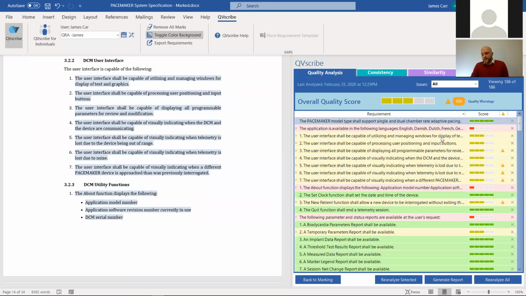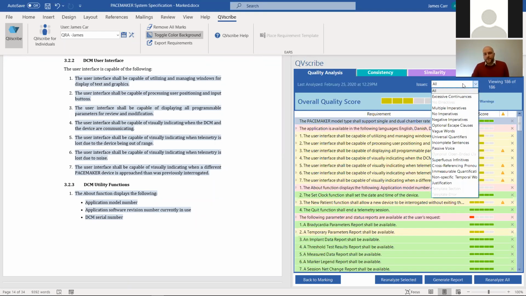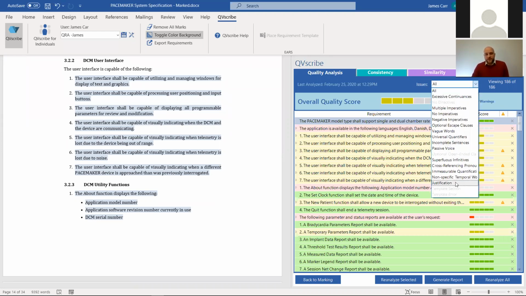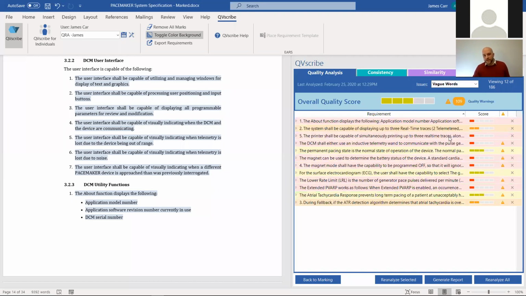So let's dive into the quality analysis a little bit here. First, these are the different issues that QVScribe is checking for. Everything that you see written in the darker black, these are present in this document. I can click on any one of these issues and filter all of these results. So already I've taken what's just in a long document form, and I can filter it down to say, okay, I'm going to deal with the issues of, say, vague words. And this is going to show me all the requirements that contain some sort of issue with the vague language.